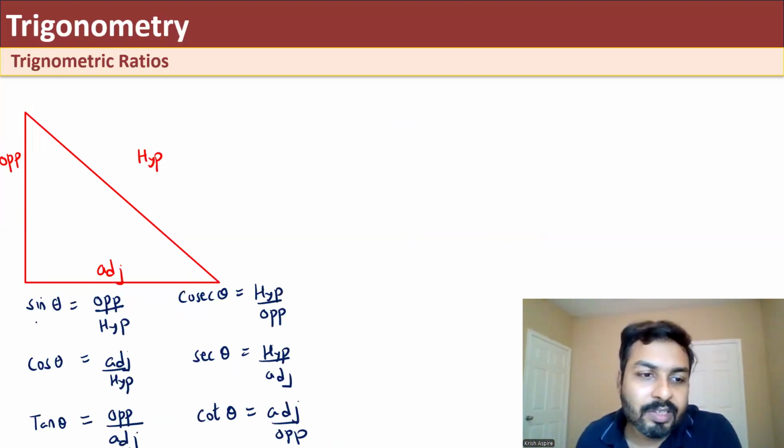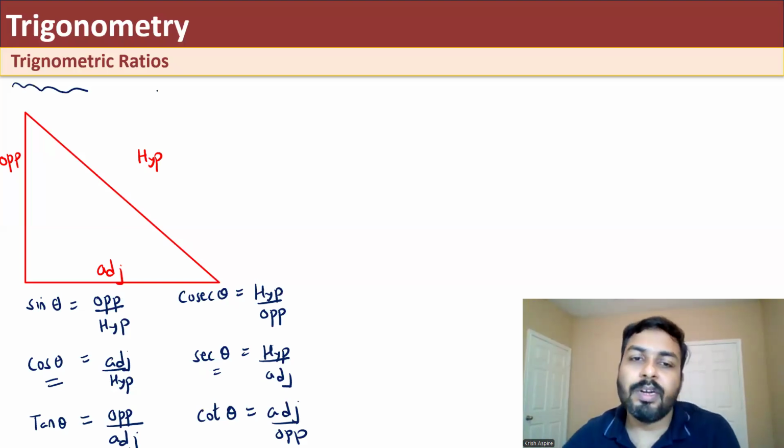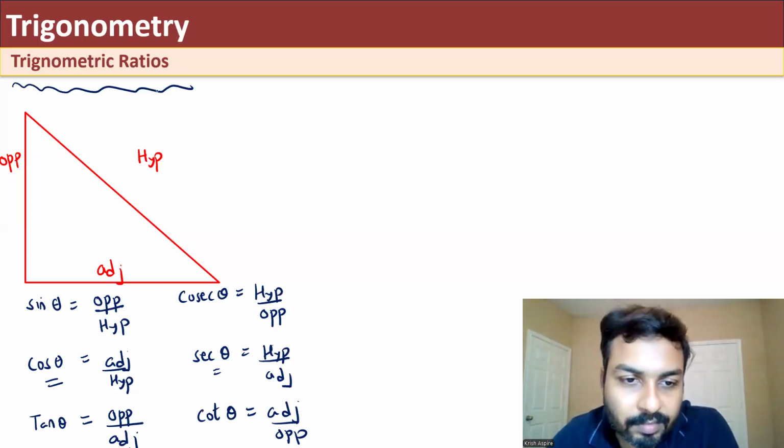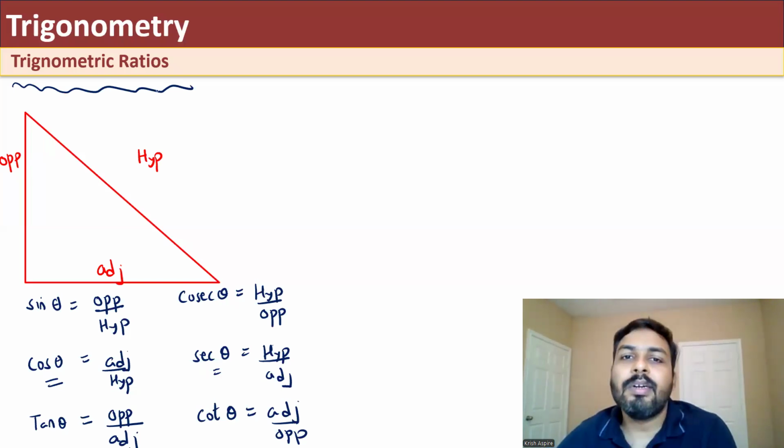Opposite by hypotenuse is called sine theta. Its reciprocal, hypotenuse by opposite, is called cosecant theta. Adjacent by hypotenuse is called cos theta. Its reciprocal, hypotenuse by adjacent, is called secant theta. Opposite by adjacent is called tan theta. And adjacent by opposite is called cot theta. So these are the six ratios possible. And these six ratios are called trigonometric ratios.